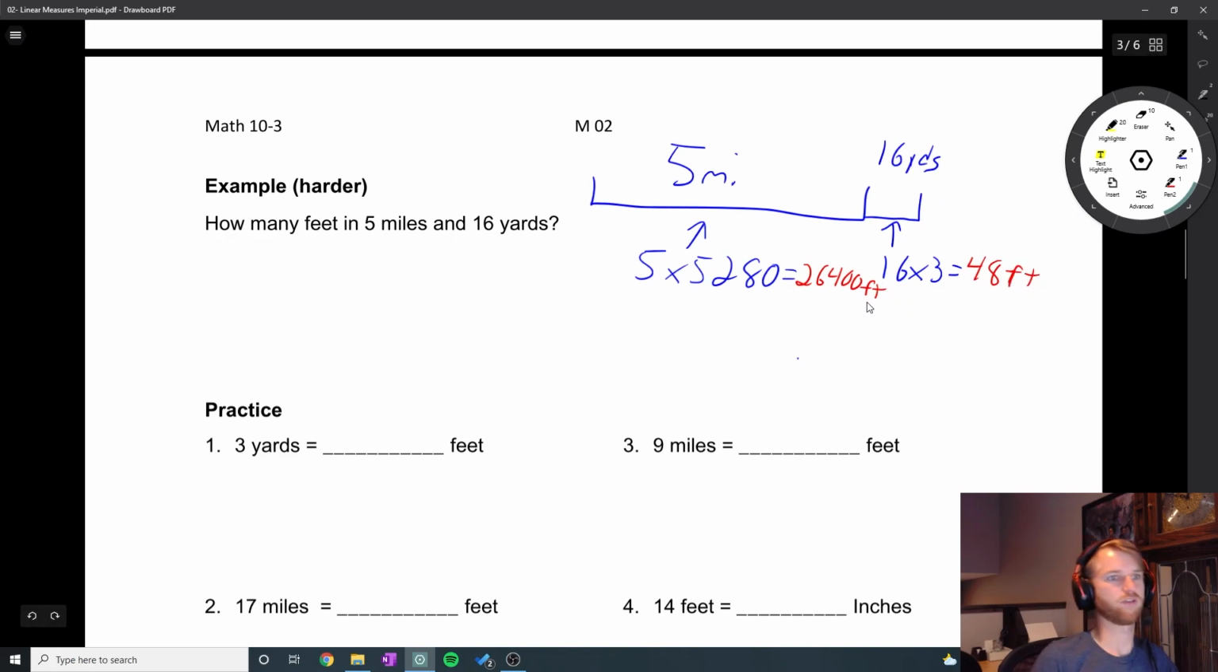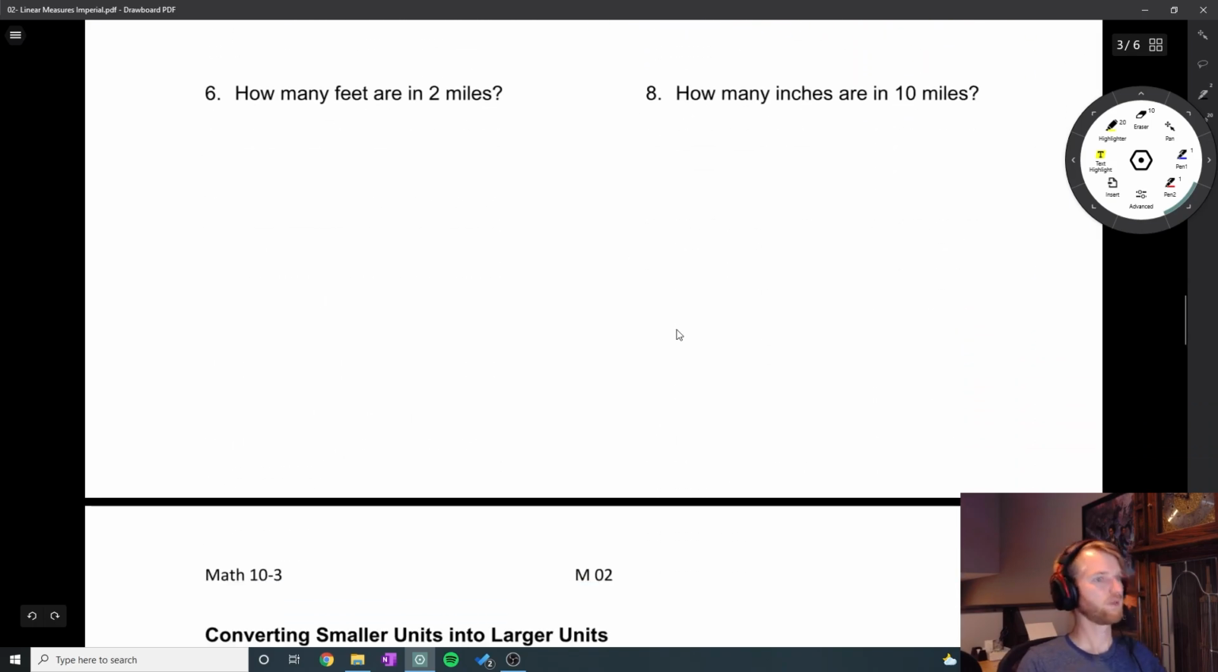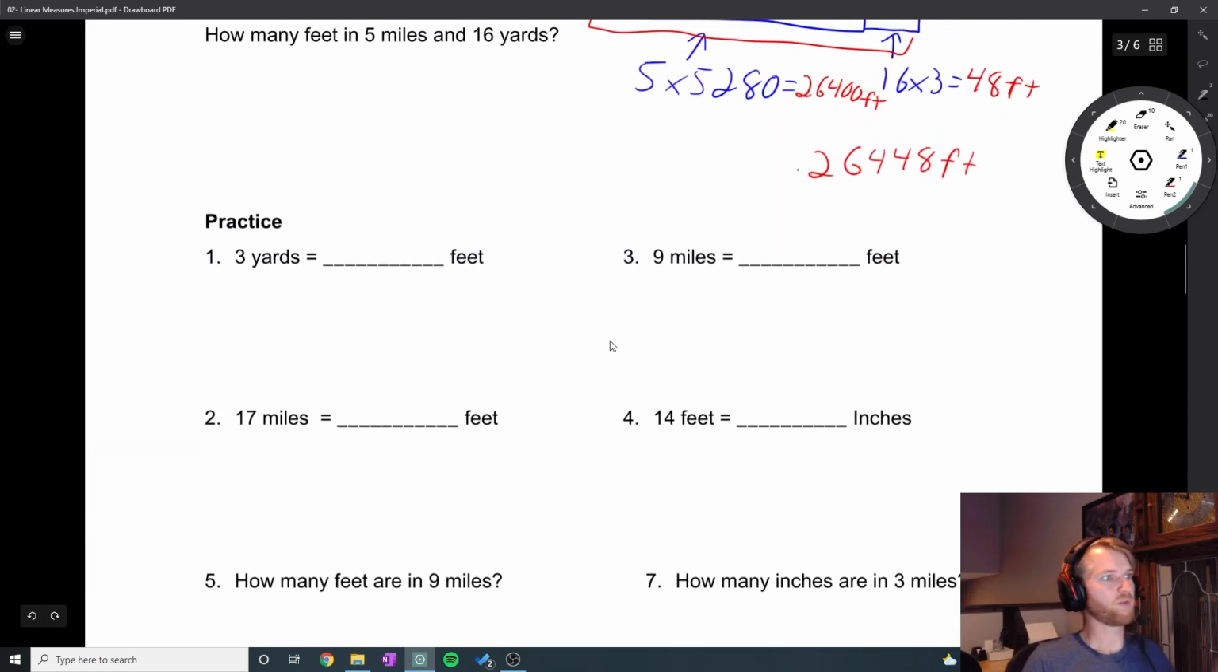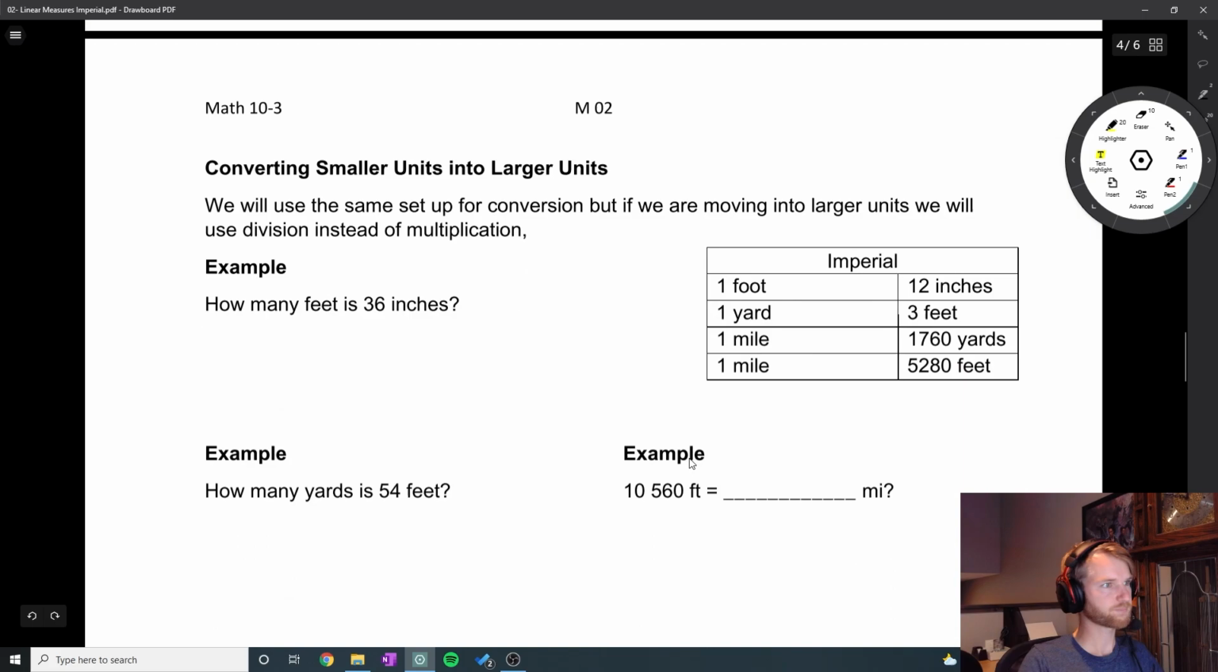So then your final answer, okay, we want to know this total distance all the way across. We need to add these two numbers together. Okay, so this plus this would end up giving us that. Okay, 26,400 plus 48 is 26,448. So I would recommend pausing the video here and then doing these practice problems. But if you'd rather, you can just carry on and do them all at the end.